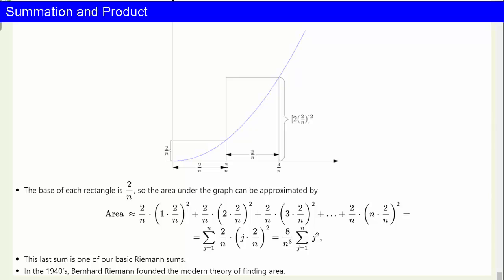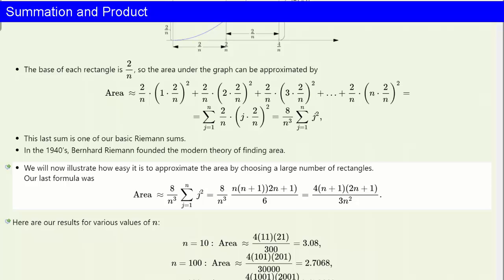When we approximate the area under a graph by this process of subdivision using areas of rectangles, the resulting sum is called a Riemann sum in honor of Bernhard Riemann. In the 1840s, he founded the modern theory of finding area, and we will see much more of his work later on. For now, let's just illustrate how easily we can approximate the area under the graph of y equals x squared by choosing a large number of rectangles. We ended up with a very simple formula. The area is approximately 8 over n cubed times the sum from j equal 1 to n of j squared.